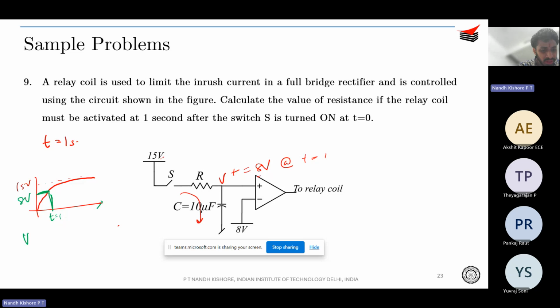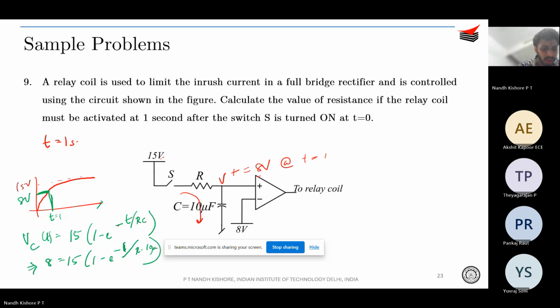So you know that the capacitor charging is Vc is 15 into 1 minus e power minus t by RC, correct? So Vc should go to 8 volt at t equal to 1. 1 minus e power minus t, where t is 1, divided by R into C. C is 10 micro. From this expression, you can find out what is R, correct?